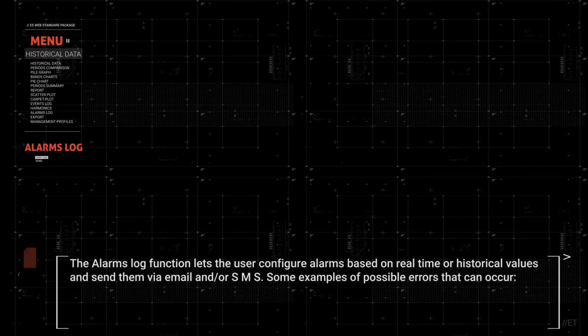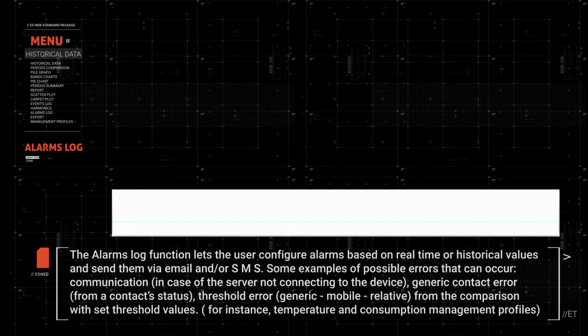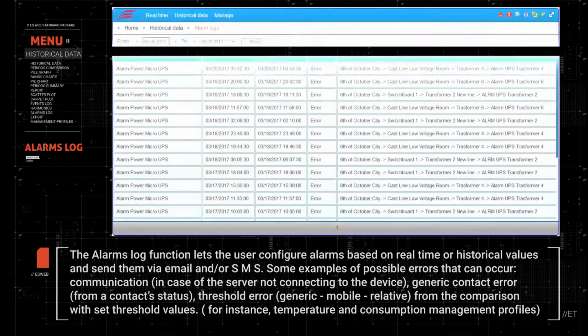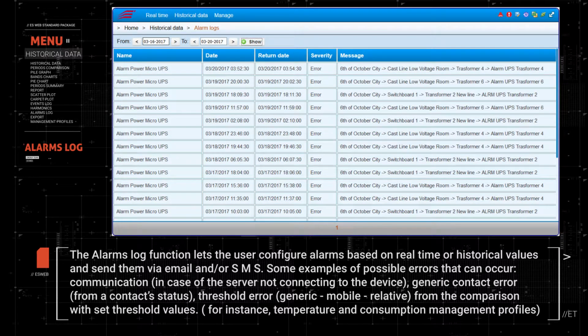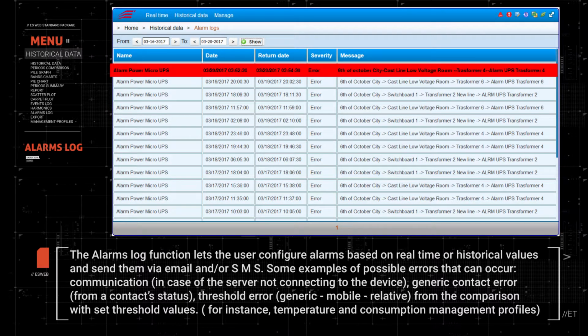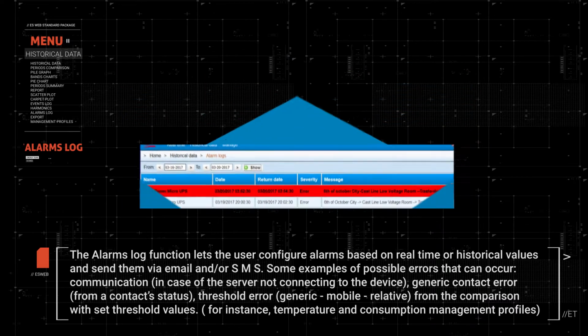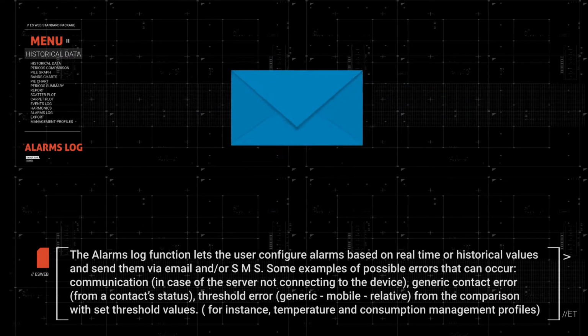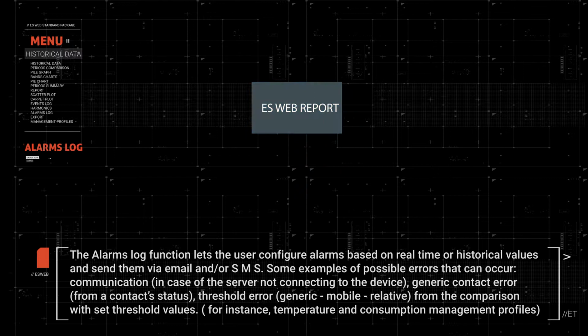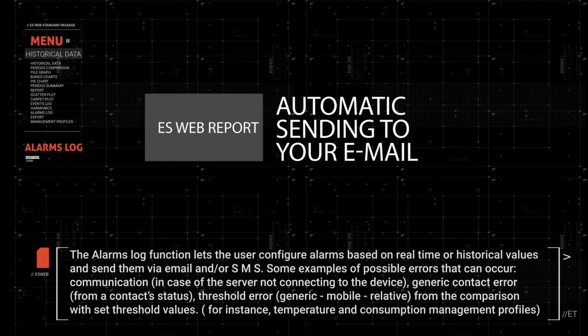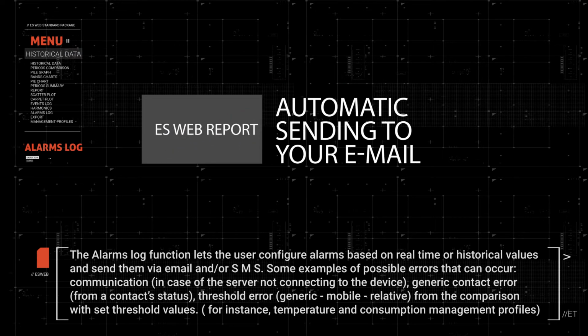The alarms log function lets the user configure alarms based on real-time or historical values and send them by email and/or SMS. Some examples of possible errors that can occur: communication, in case of the server not connecting to the device; generic contact error, from a contact status; threshold error, generic, mobile, relative, from the comparison with set threshold values. For instance, temperature and consumption management profiles.